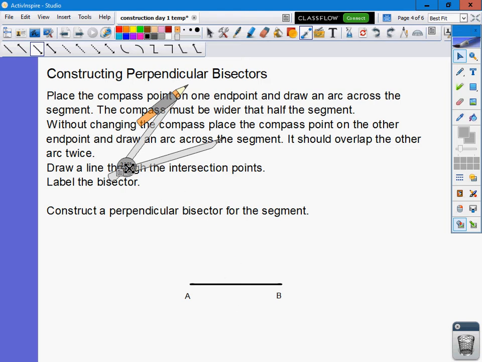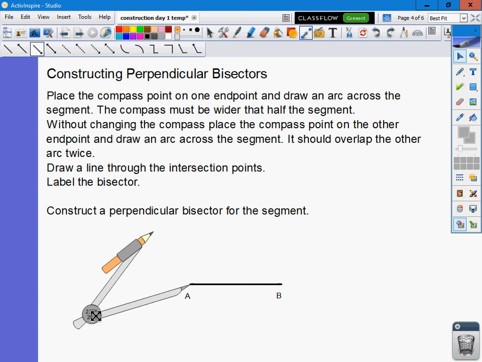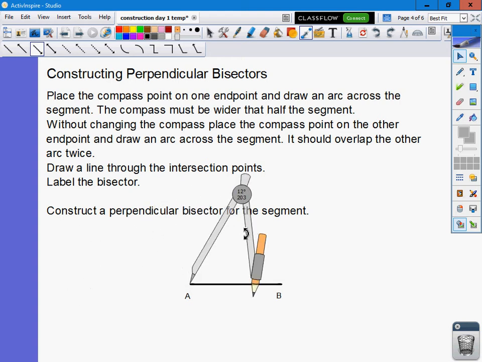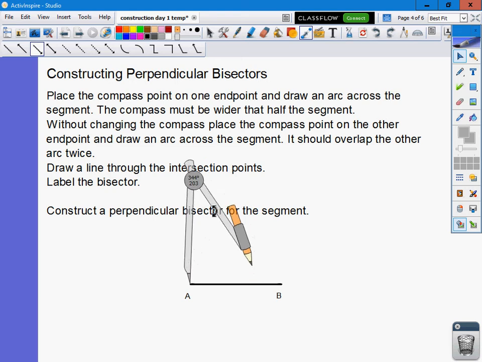So you're going to take the compass and set it so the end point of that compass is on one of the end points of the segment. Your compass has to be set so that it's wider than at least half of the segment. Does everybody see that I'm more than halfway? That I'm more than half the segment. If it's not more than half the segment, this won't work. Make sure your compass is set more than half.